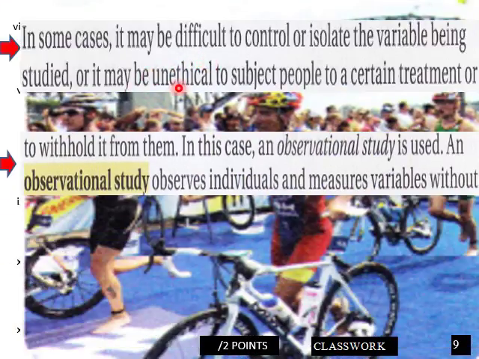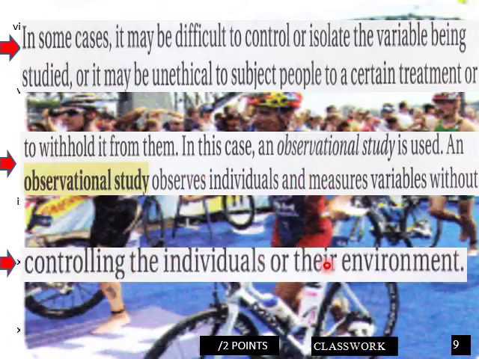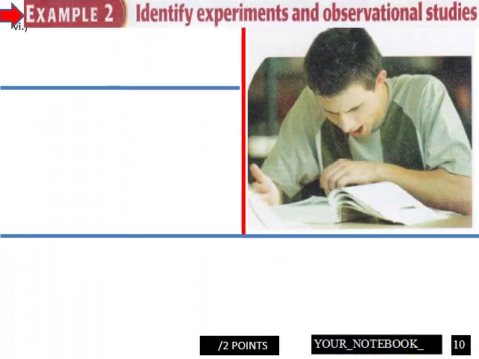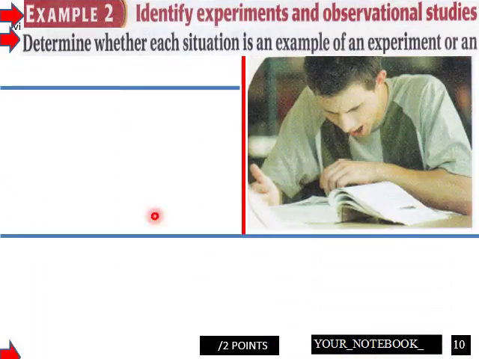In some cases, it may be difficult to control or isolate the variable being studied. It may not be ethical to subject people to a certain treatment or to withhold it from them. In this case, an observational study is used. An observational study observes individuals and measures variables without controlling the individuals or their environment. So, example 2, identify experiments and observational studies.